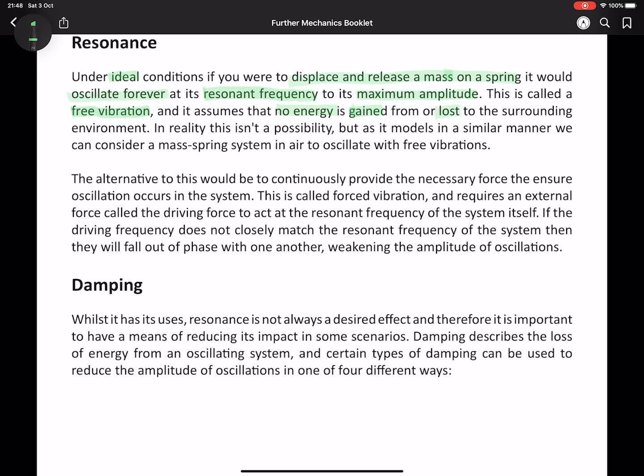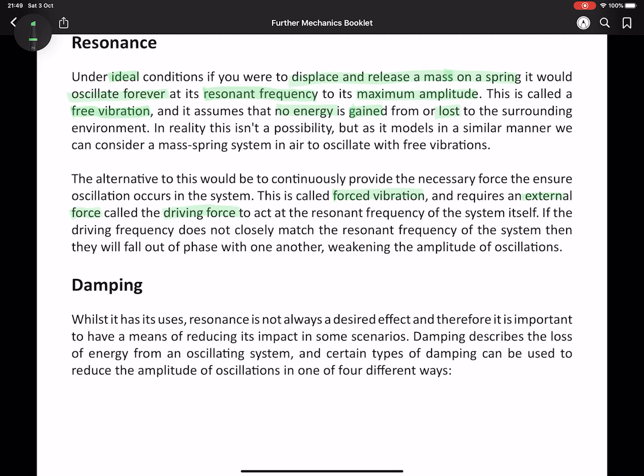This obviously isn't realistic, but it's an ideal state and therefore works very well for models. Now, the more realistic aspect is that we know various forces, such as friction, for example, might cause energy to be lost. So instead, to maintain this perfect oscillation in the system, we would have to provide a force. So this driving force leads to what's called forced vibration. So this is where we can maintain oscillation of a system at its resonant frequency.